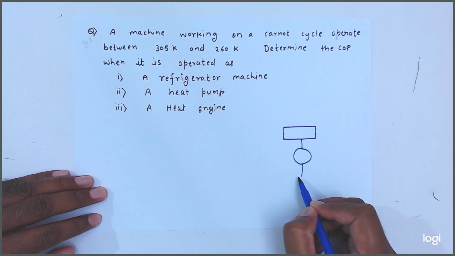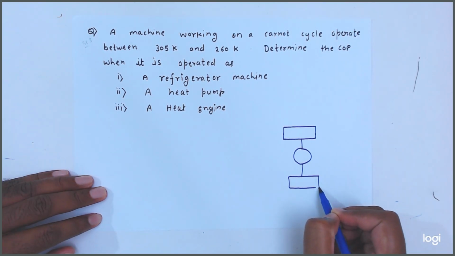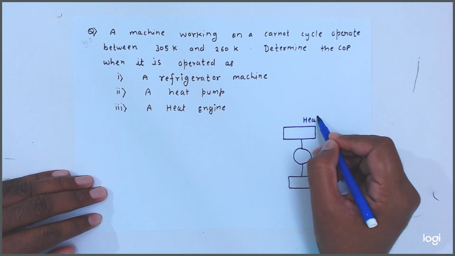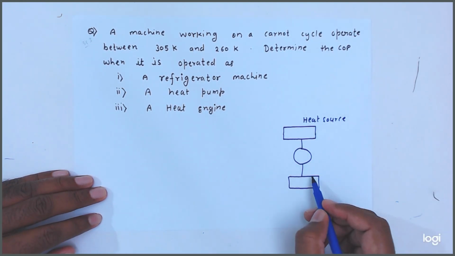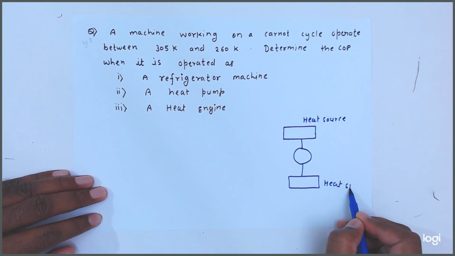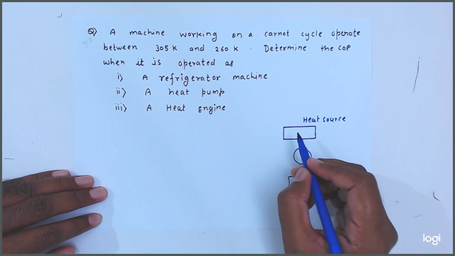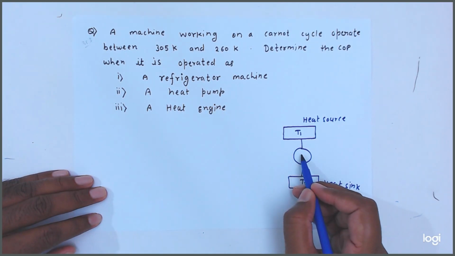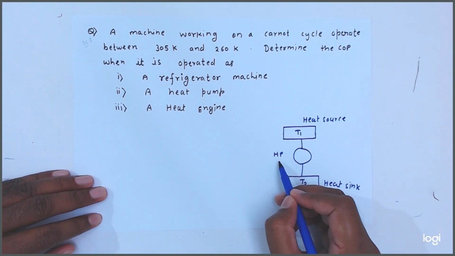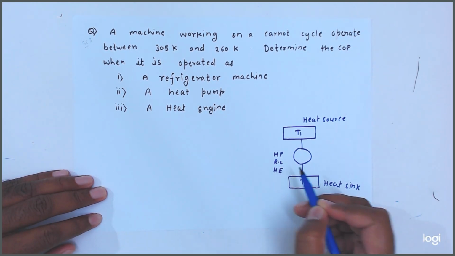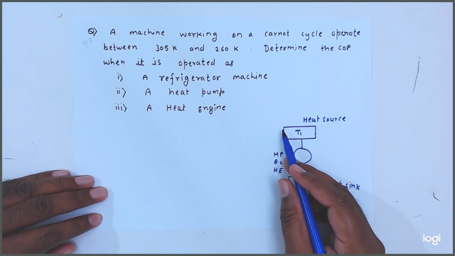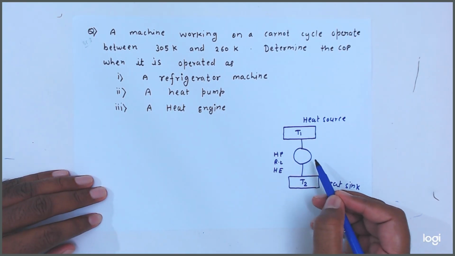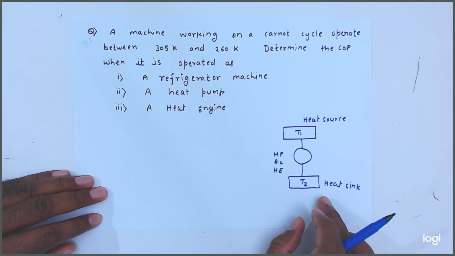So here this is the parts, like this is the heat source, this is the heat sink. Getting friends? So here temperature is T1, here temperature is T2. This is the, we can say it will work as a heat pump, refrigerator and heat engine. Okay, so based on our condition we will utilize. This is the part of the Carnot cycle.